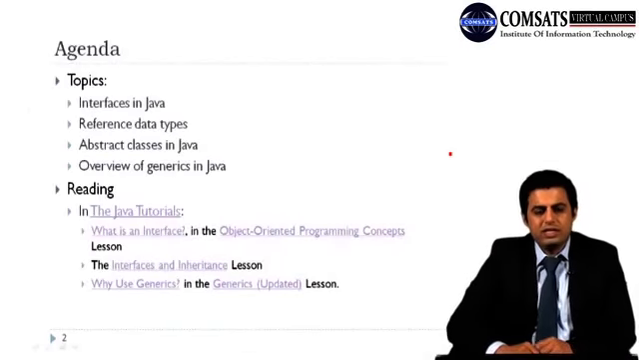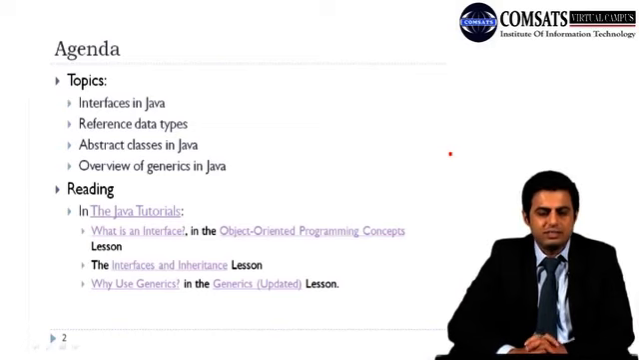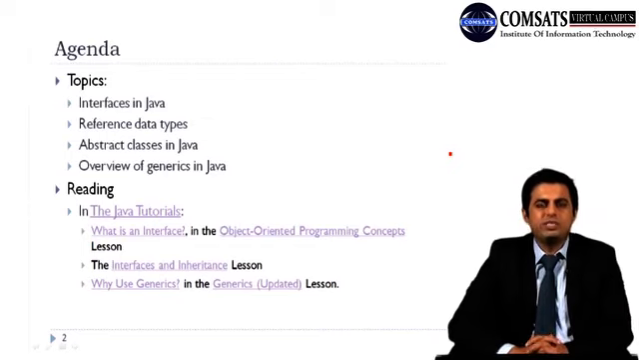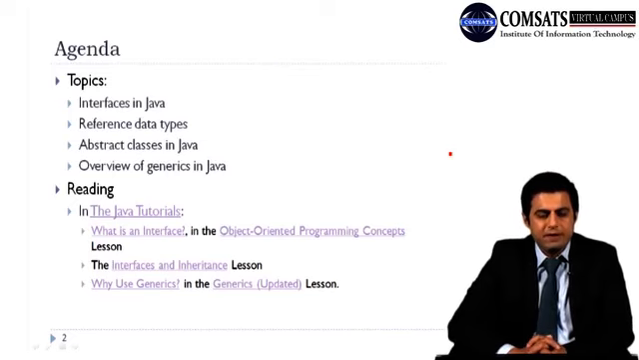So moving on to today's lecture, the agenda, the topics which we are going to cover in this lecture are interfaces in Java, reference data types, abstract classes in Java, and an overview of generics in Java. The reading is the Java tutorial which I told you about in the previous lectures, and you can also find a lot of material on the internet, and if you consult any object-oriented book, you can find loads of stuff about Java and all its concepts and constructs.